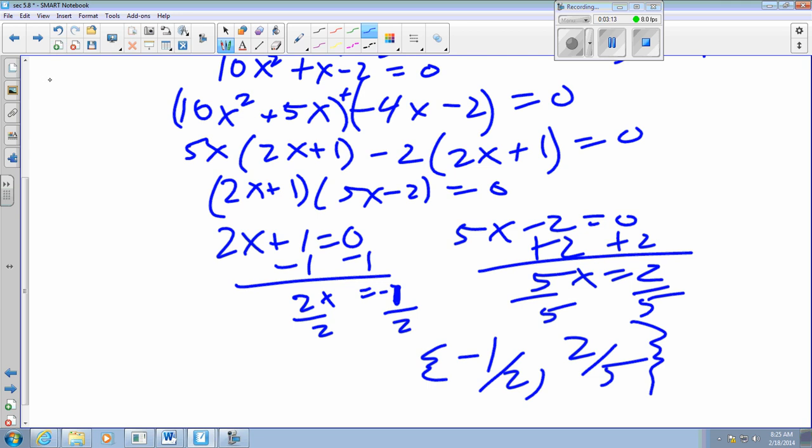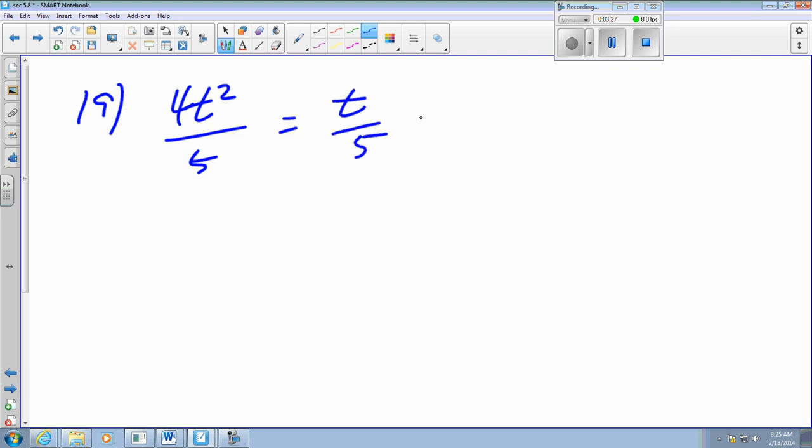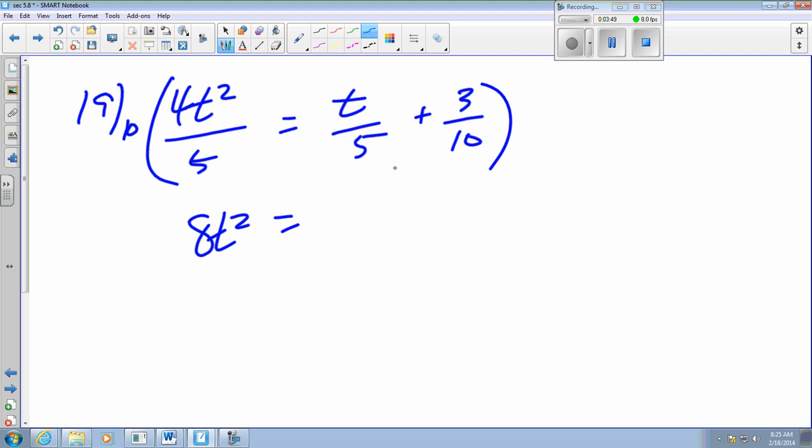The next one we're going to do is question number 19. Again, same as the last two. We need to get rid of the fractions. Number 1, get everything on one side, so it says equals 0, and then we're going to factor. Least common multiple of 5, 5, and 10 looks like a 10. 10 divided by 5 is 2. 2 times 4t squared is 8t squared equals 10 divided by 5 is 2. 2 times t is 2t. 10 divided by 10 is 1. 1 times 3 is 3.